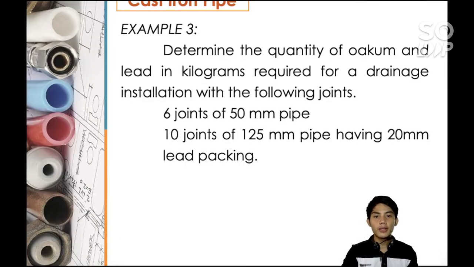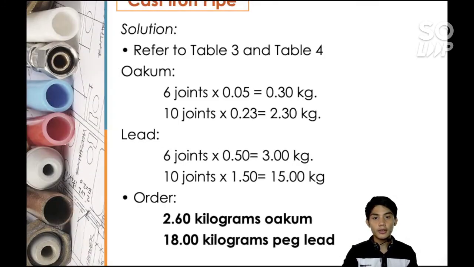So example: determine the quantity of oakum and lead in kilograms required for a drainage installation with the following joints. 6 joints of 50 mm pipe, 10 joints of 125 mm pipe having 20 mm lead packing. So solution, refer to Tables 3 and 4. For oakum, since there are 6 joints times 0.05, this equates to 0.30 kilograms. Then for the 10 joints, we have times 0.23 equals 2.30 kilograms. The multipliers here are referred to Tables 3 and 4.